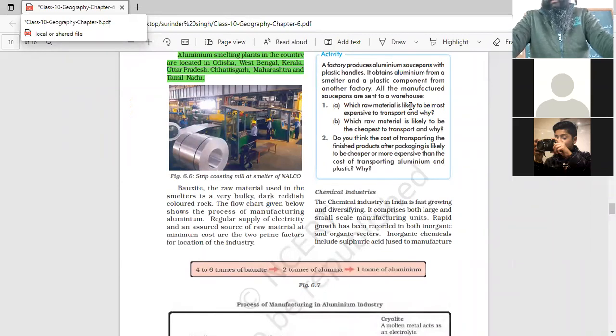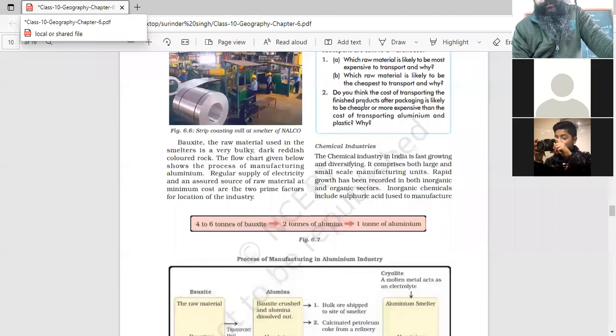Clear? There are two major factors influencing the growth of aluminium smelting in India. First, assured and regular supply of electricity. Second, supply of raw material at low cost. This was our smelting of aluminium.